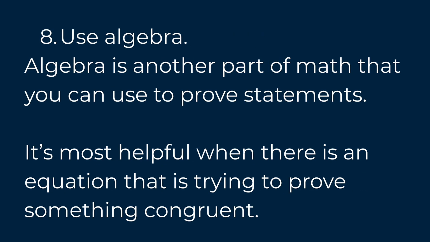And the last one, number 8, use algebra. Algebra is another part of math. And all math comes together to make one beautiful whole. Algebra and geometry are just two parts of the same topic. So you use algebra to prove geometric equations, like, for example, saying that this line is equal to that line, or this triangle is equal to that triangle, or trying to prove stuff about the areas of each one. Using algebra can help you.